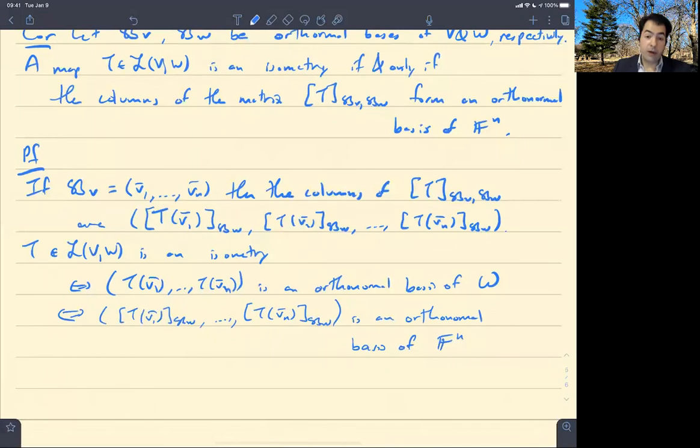of Fn, right? And this is because we've seen that expressing a vector with respect to an orthonormal basis, the coordinates associated to an orthonormal basis, takes the inner product to the standard inner product. So when I take this orthonormal basis and I express it in terms of an orthonormal basis of W, then what I get is an orthonormal basis with respect to the standard inner product on Fn. And that's what we wanted to show. Okay, very good. We'll stop there and pick it up from there next time.